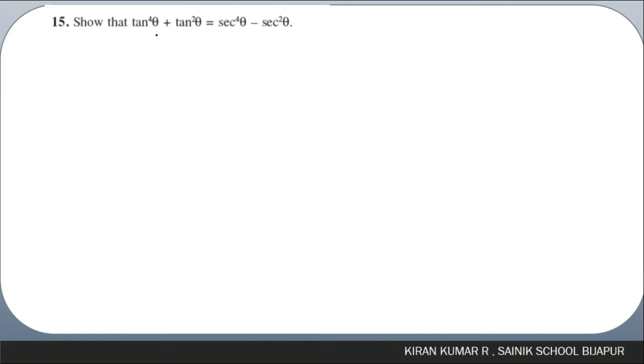Question number 15. Show that tan to the power 4 theta plus tan square theta is equal to secant to the power 4 theta minus secant square theta.